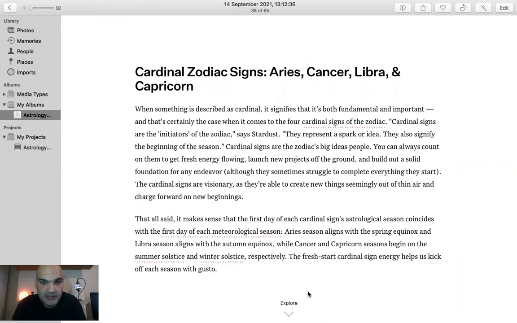That all said, it makes sense that the first day of each cardinal astrological season coincides with the first day of each meteorological season. Aries season aligns with the spring equinox, and Libra season aligns with the autumn equinox, while Cancer and Capricorn seasons begin on the summer and winter solstices, respectively. The fresh start cardinal sign energy helps us kick off each season with gusto.